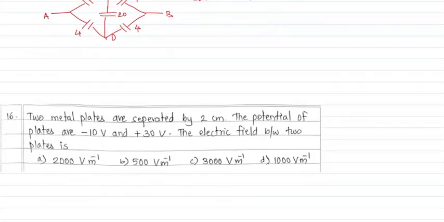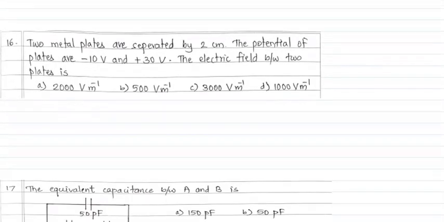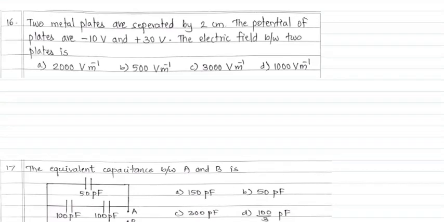Next one. Two metal plates are separated by 2 centimeters. So he has given d. Potential of one plate is minus 10 and one plate is 30. So if I take this at 30 volt, and another plate at minus 10 volt, distance between them is 2 centimeters. You are required to find E.